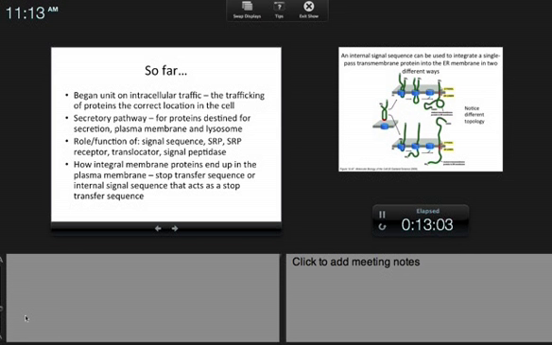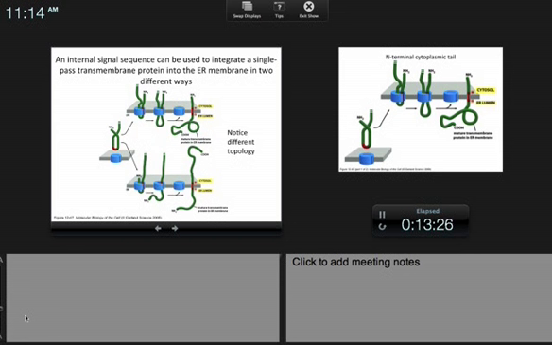Then we spoke about how integral membrane proteins end up in the plasma membrane. We spoke about the stop transfer sequence, or an internal signal sequence that acts as the stop transfer sequence, which dictates where that transmembrane domain is going to be. And so that's where we're going to start again today. So we spoke about the stop transfer sequence, and that shows up when you have a signal sequence, and then you'll be targeted to the ER, you'll start translating again, until you hit that stop transfer sequence and then move into the membrane. This is a different situation where you can have an internal signal sequence, which is kind of acting like a stop transfer sequence, and that's going to be your transmembrane domain.